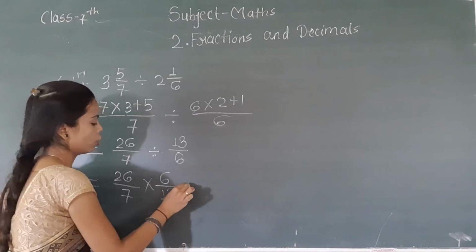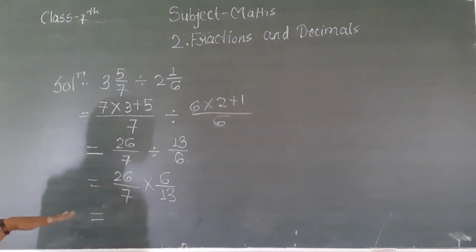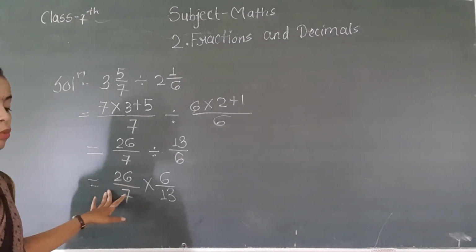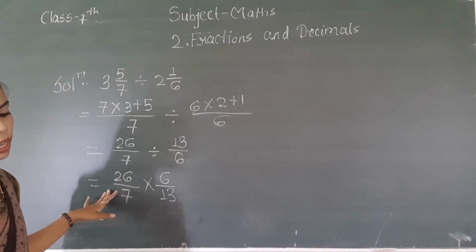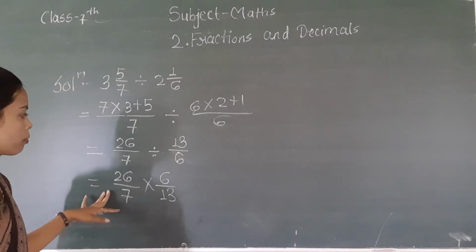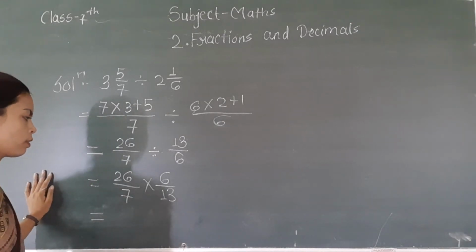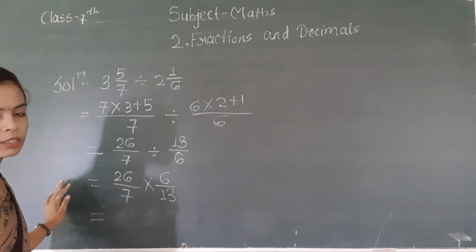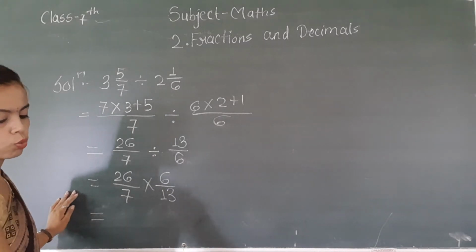6 upon 13. So tell me the answer. What is the answer if you multiply 26 with 6? If you multiply 26 with 6, what will be your answer? Tell me fast. Is it 216? Tell me fast. 26 into 6 is equal to 216.